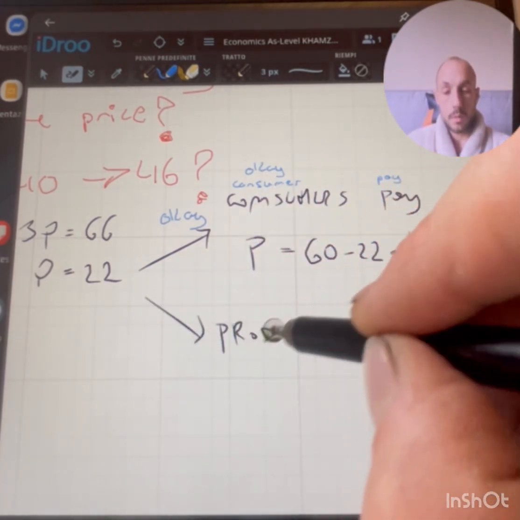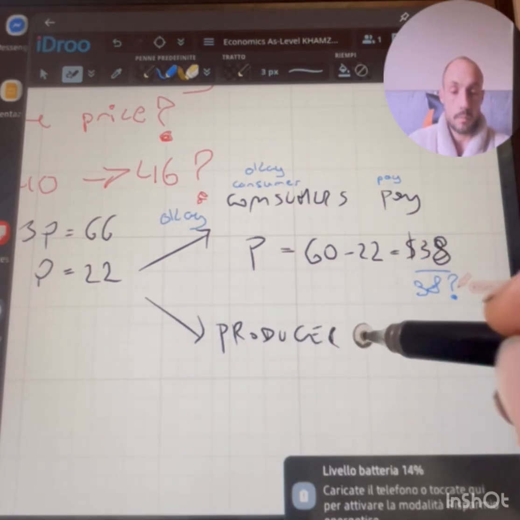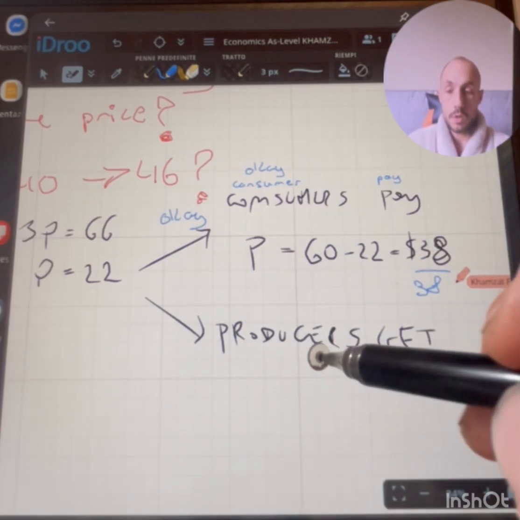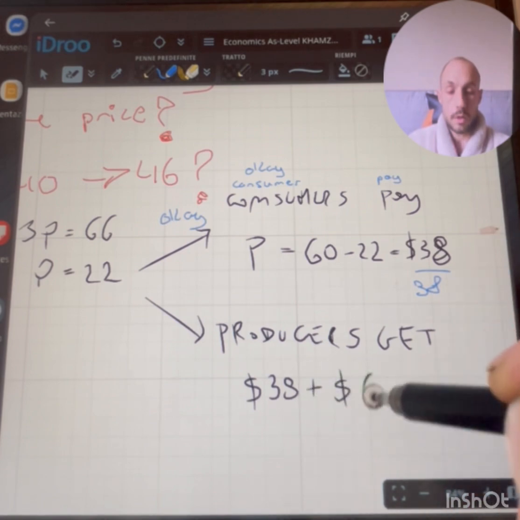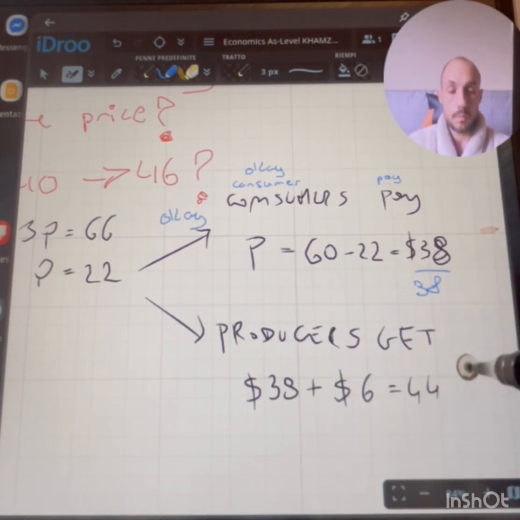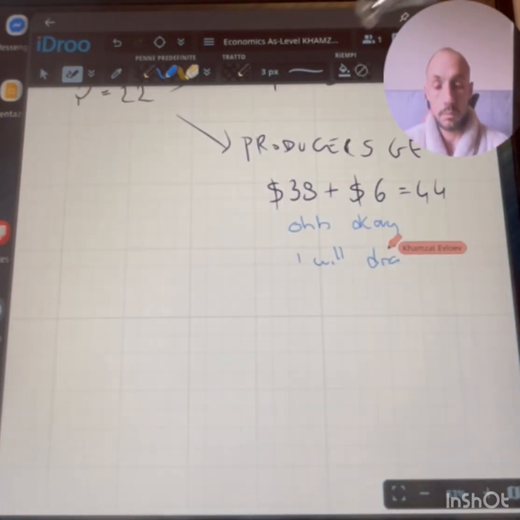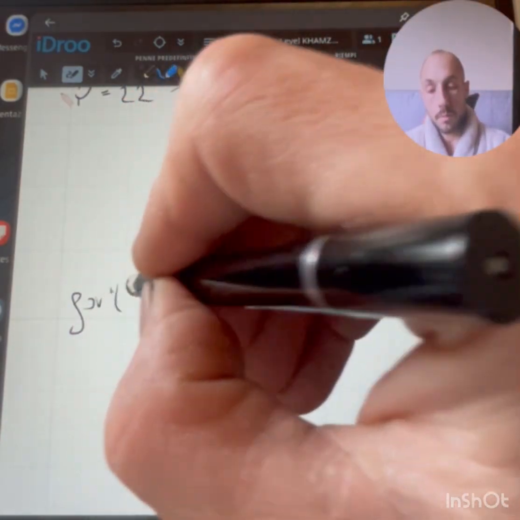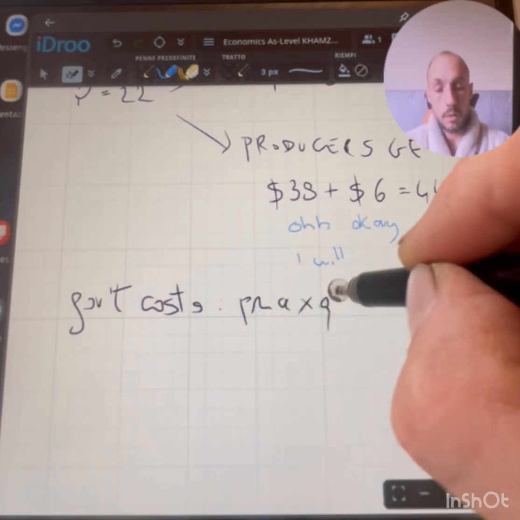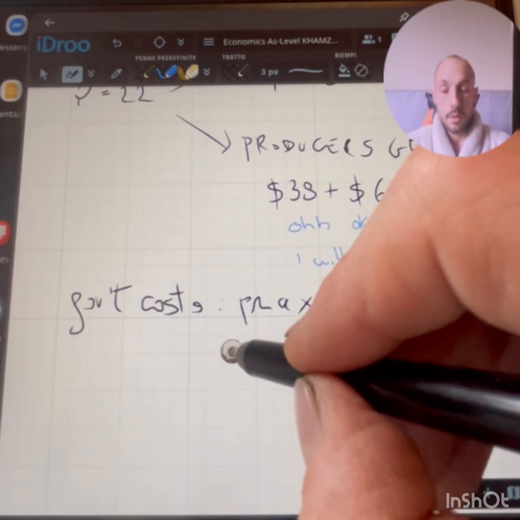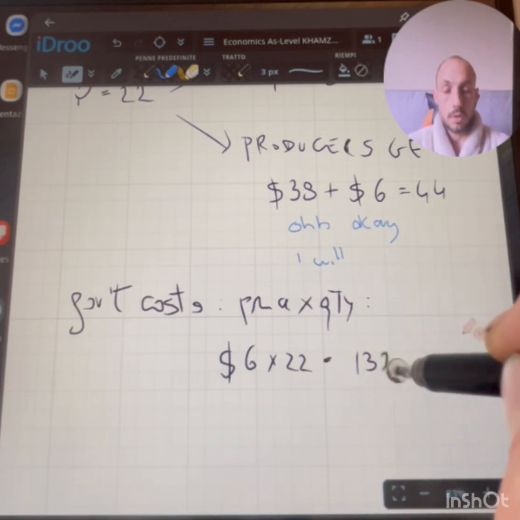Producers get 38 plus $6, which is 44. Governmental costs, price per quantity. So we have $6 times 22 equals $132.